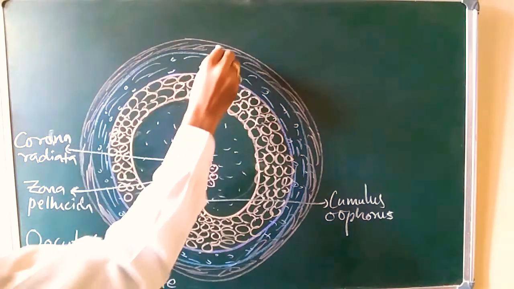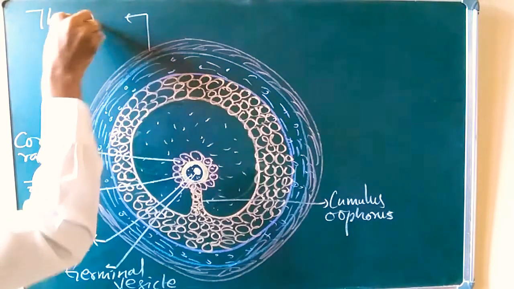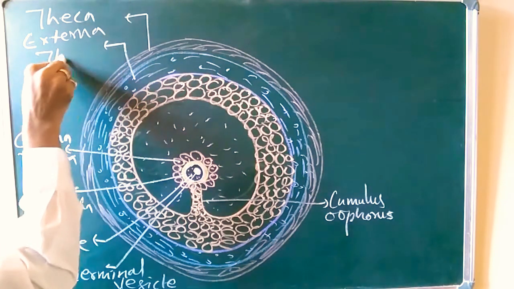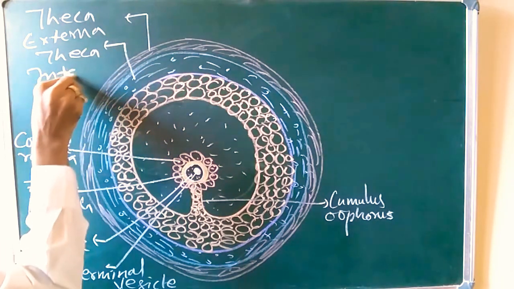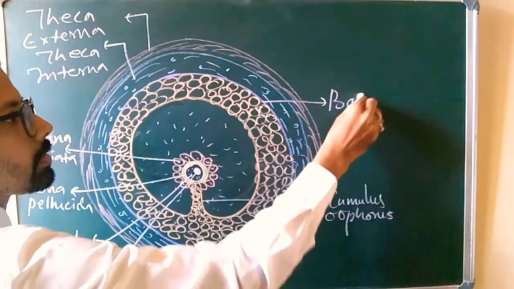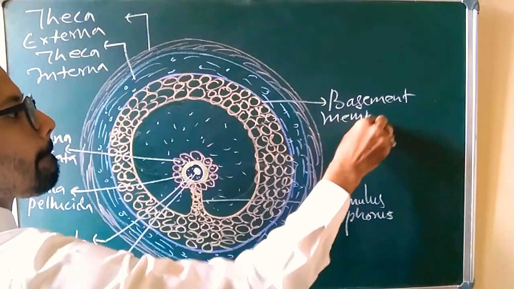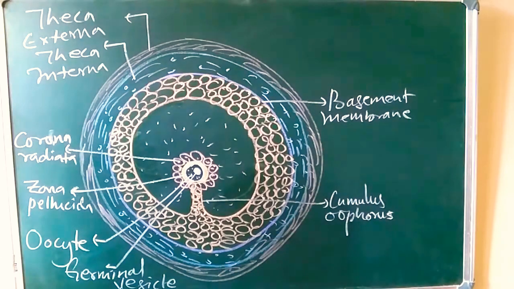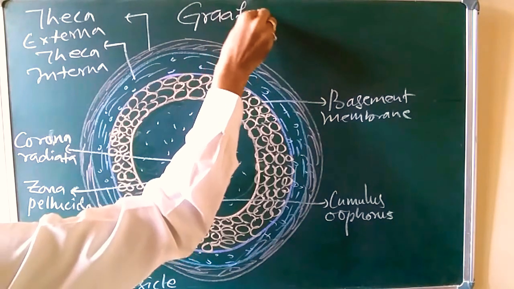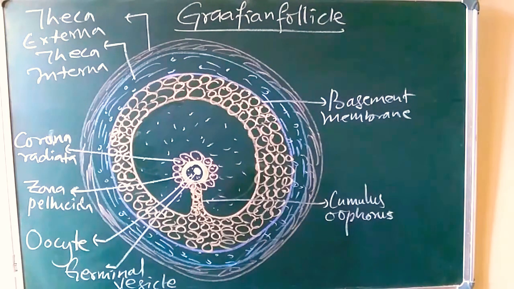Now this layer you can label as the theca externa. This layer you can label as theca interna, and this purple line you can label as the basement membrane. Clear? Now this is the Graafian follicle. Structure of Graafian follicle.